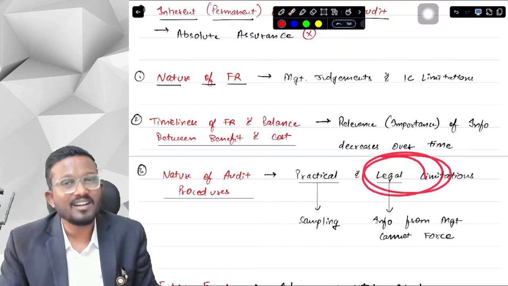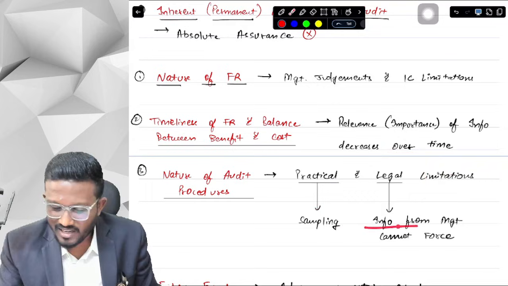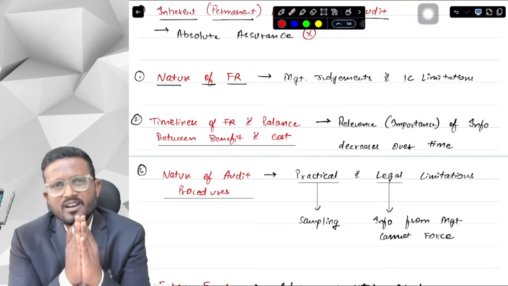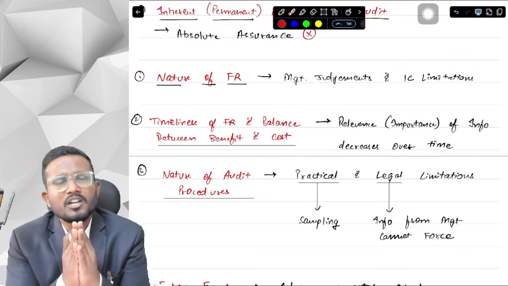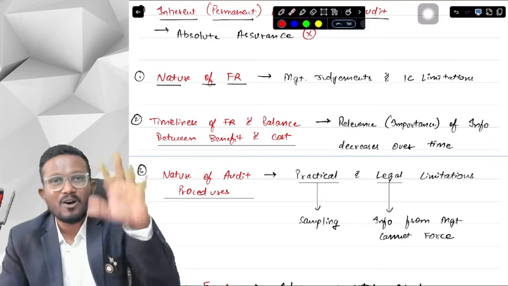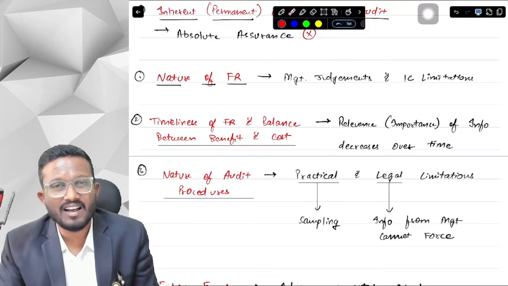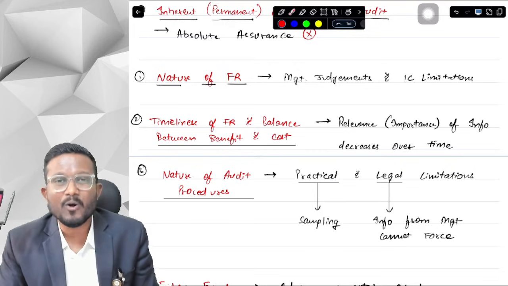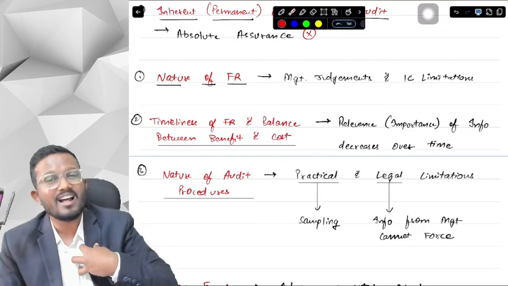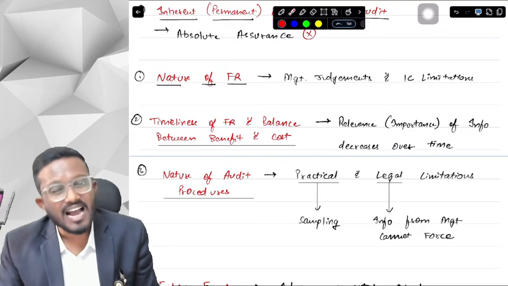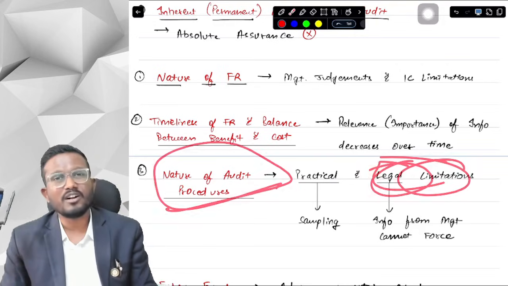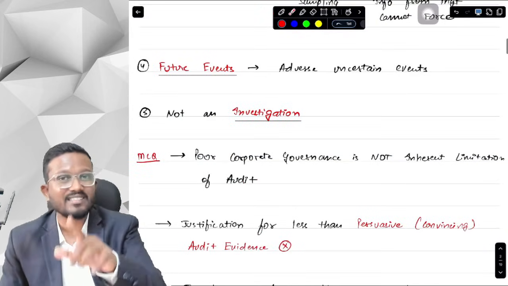What is a legal limitation, sir? I cannot force the management to provide me any of the information. I can just request the management, Vicky, please provide me all the information. I cannot just be like Daya from the CID and break all the doors and get my information on my way. I cannot do that. I am an auditor. I am not an investigator. Investigators have those specific legal powers, but as an auditor, I do not have those specific legal powers. I can just request. So this is a legal limitation on the auditors. That is, nature of audit procedures also has inherent limitation.